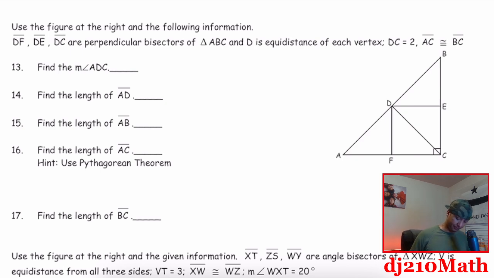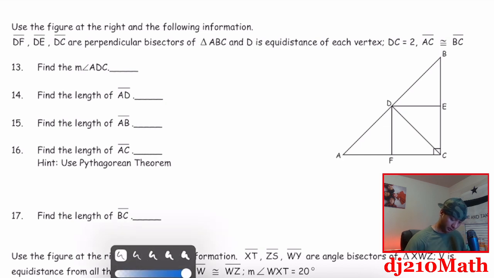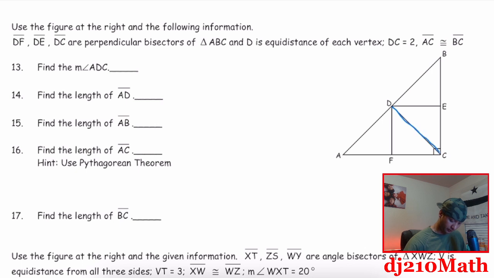Okay. DC is 2. Okay, that one's interesting. So here, this is 2. AC and BC are congruent. Find the measure of A. All right, so some different things are happening.